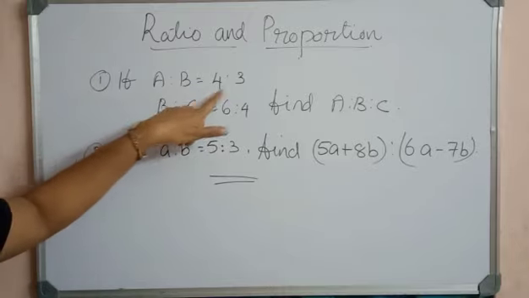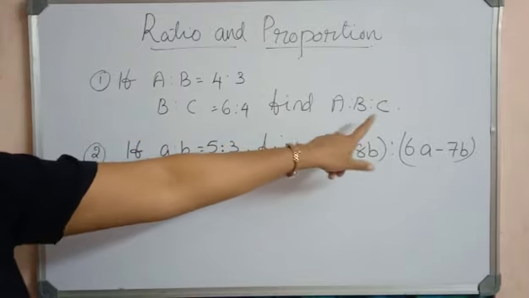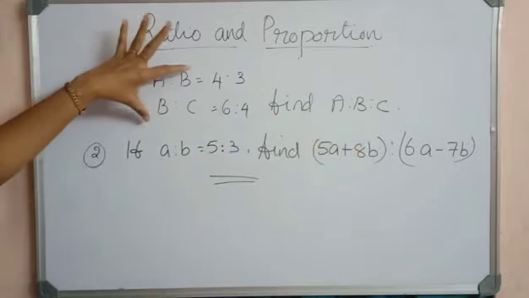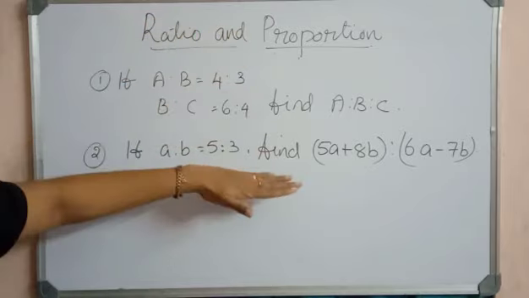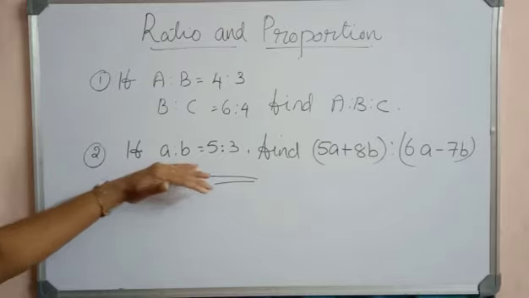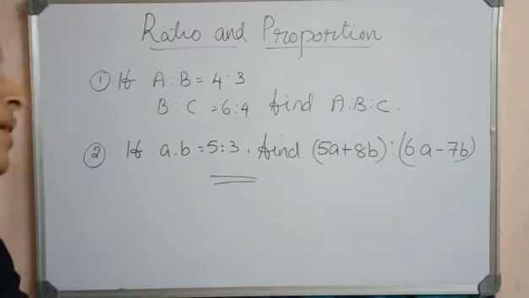If A is to B is equal to 4 is to 3, B is to C is equal to 6 is to 4, find A is to B is to C. Here you have to see the common term. B is having different values. You need to make it equal and simplify it. Now in the second case, if A is to B is 5 is to 3, find 5A plus 8B is to 6A minus 7B.